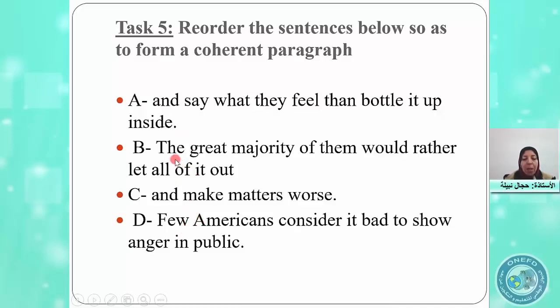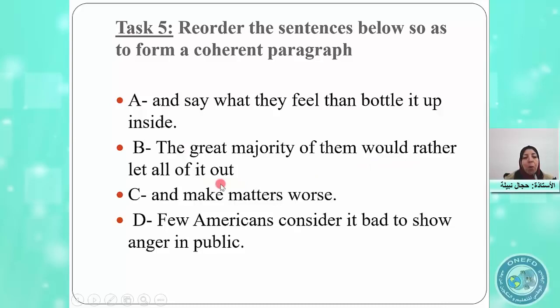Let's try to read. Here we have to resort to meaning. The great majority of them would rather let all of it out. So as you can see, there is a pro-form or a reference word, so we don't know who they are, so this sentence cannot be the first. Necessarily, it is D. Few Americans consider it bad to show anger in public. There's a full stop at the end. So necessarily there should be something that starts with a capital letter, and it is B.